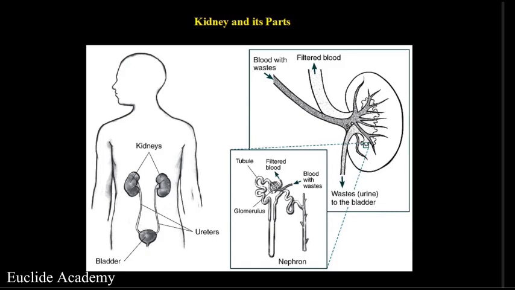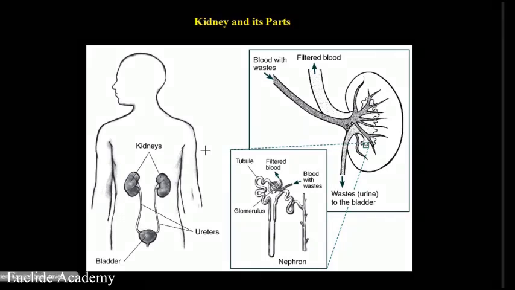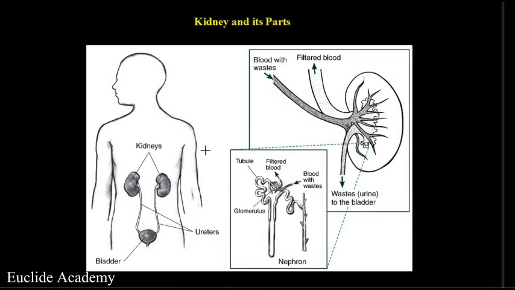And the functions of the kidney, we listed as to regulate chemical levels in the blood and filter blood to remove cellular waste. So what we're going to do in this lesson is know how the kidney does that work of filtering blood and removing cellular waste.